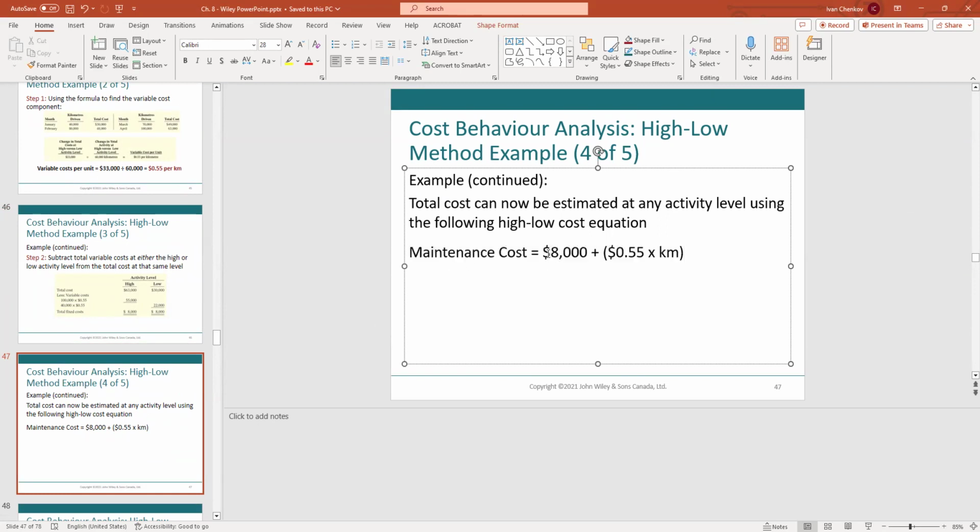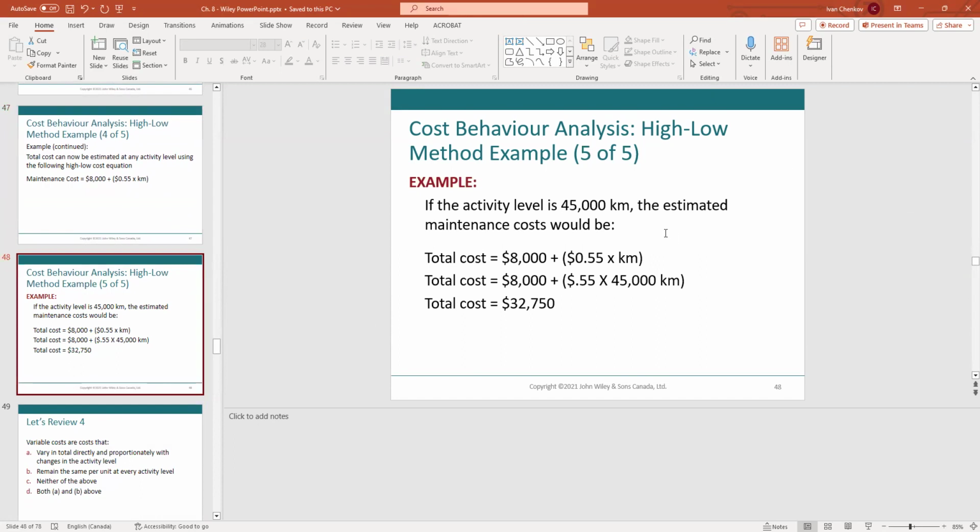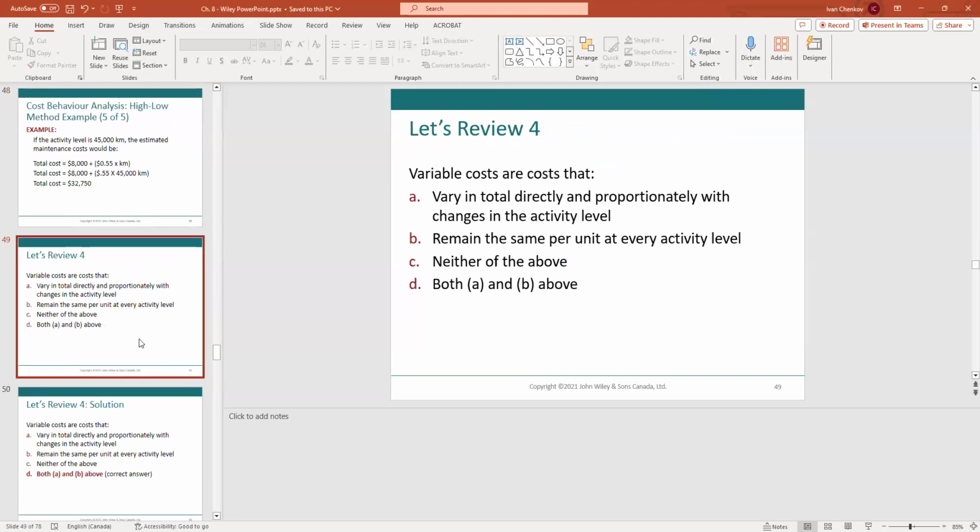Maintenance cost next month will be $8,000 fixed cost, plus number of kilometers times 55 cents per kilometer. So if the manager says, I'm going to use the car for 45 kilometers next month, I can easily tell you how much is the total cost. Variable cost. What's the variable cost?